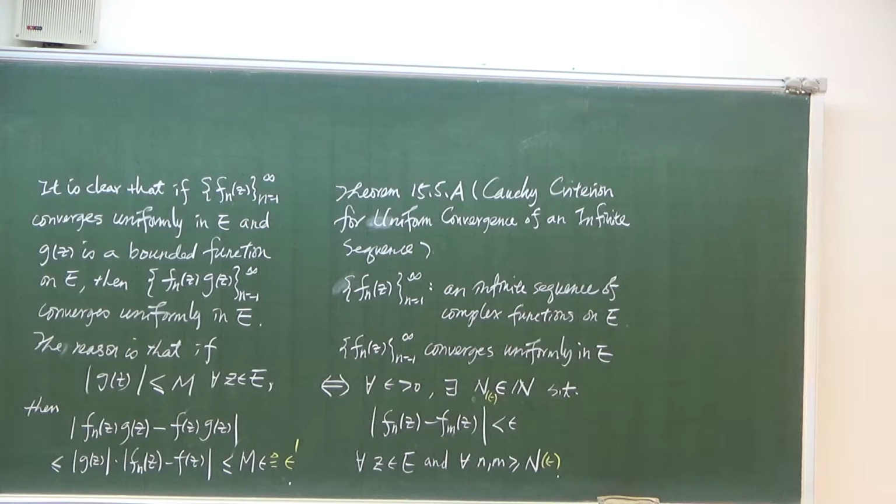Do you have questions? Okay. All right. So now the second theorem, B, is about uniform convergence and continuity. So we have an infinite sequence of complex functions that converges to f of z uniformly on a subset E of the complex plane. So suppose that we know this infinite sequence converges to f of z uniformly.